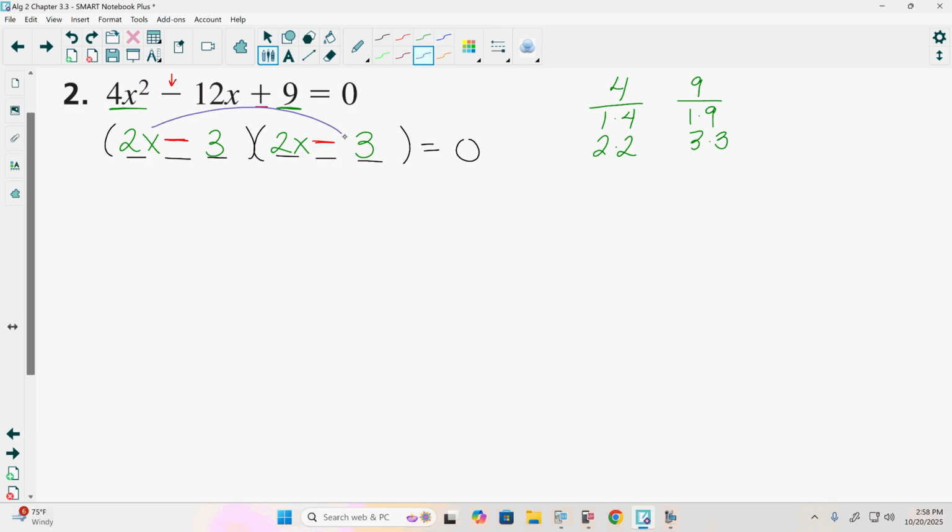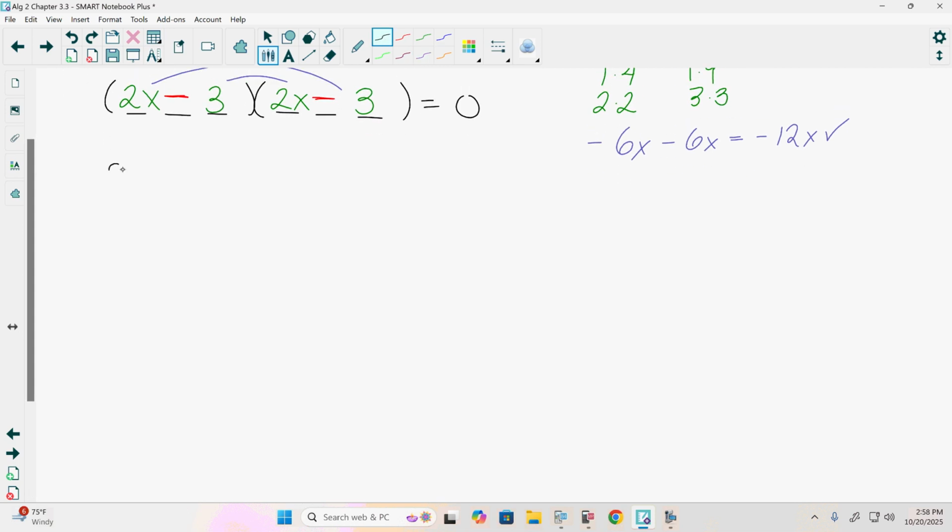And before we move on, we do want to make sure we have the correct set of factors, so we're going to check our middle term. 2x times negative 3 is going to be negative 6x. Negative 3 times 2x would be negative 6x. We still have our x. Negative 6x minus 6x is negative 12x. Is that the middle term we wanted? Yes. So it tells us that 2x minus 3 times 2x minus 3 are the correct factors for our 4x squared minus 12x plus 9.